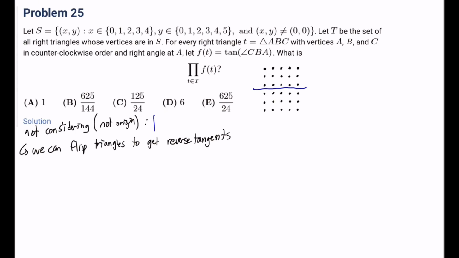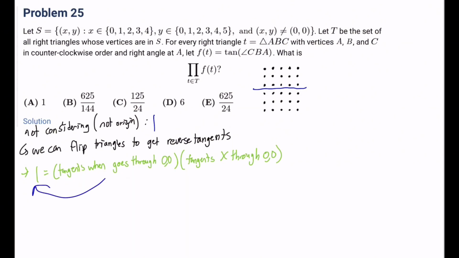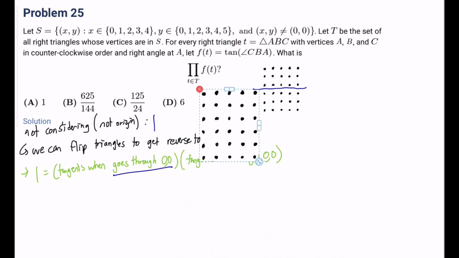But now we must consider the fact that x comma y cannot be at the origin, right? And so we can't have triangles like that. So now what we see is that 1 is going to be the tangents when the right triangle goes through 0, 0 times the tangents when it does not go through 0, 0. So what we want is this one. If we just get this value, then we can take the reciprocal of that, and we will have our answer. And so for the right triangle to go through 0, 0, we are going to need one more of this, like that.